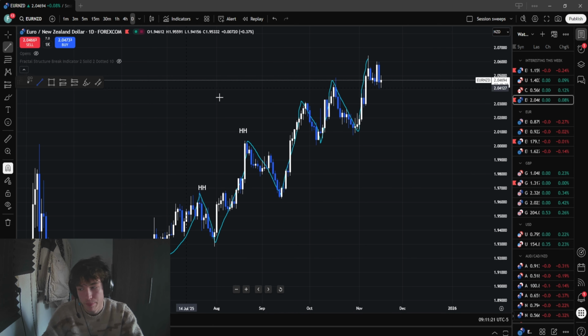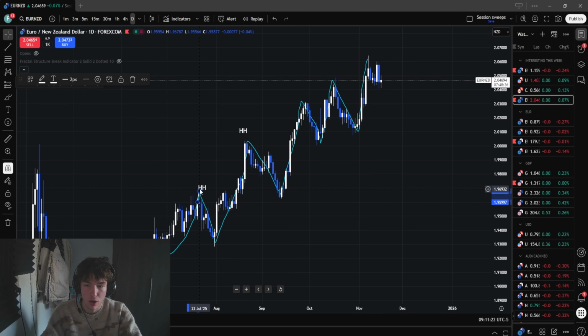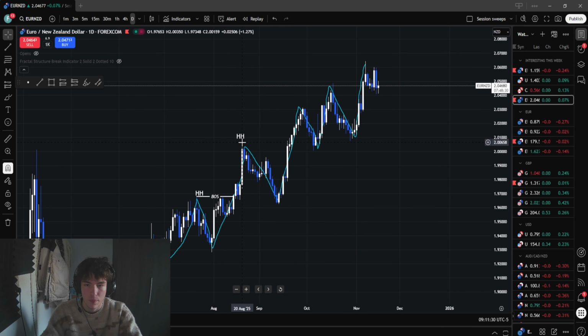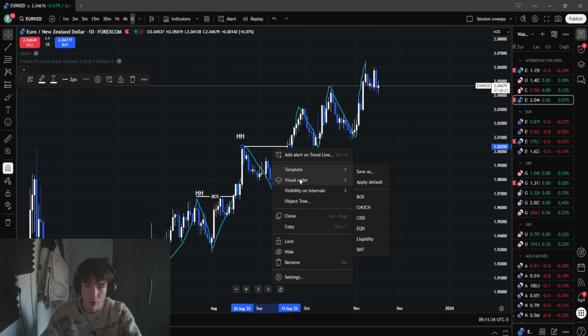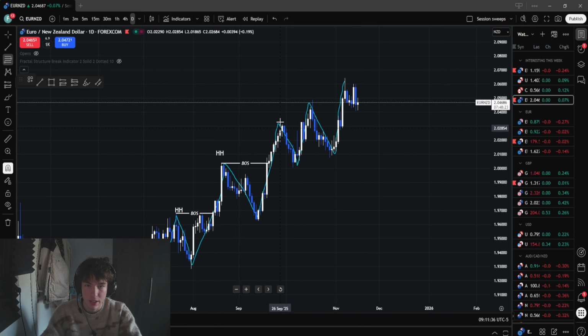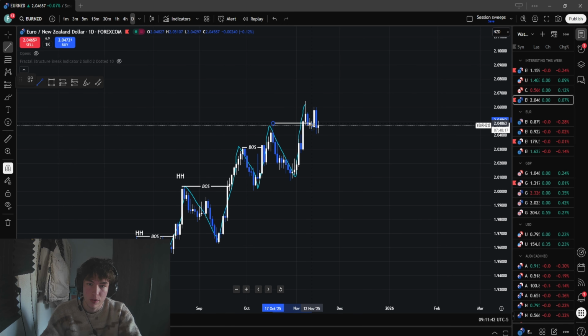What we want to do next is mark out our break of structure. So this is our swing high. We break structure towards the upside with this high, with this candle close. Same thing here, candle close, break of structure. Same thing here, candle close, break of structure. Same thing here, candle close, break of structure.